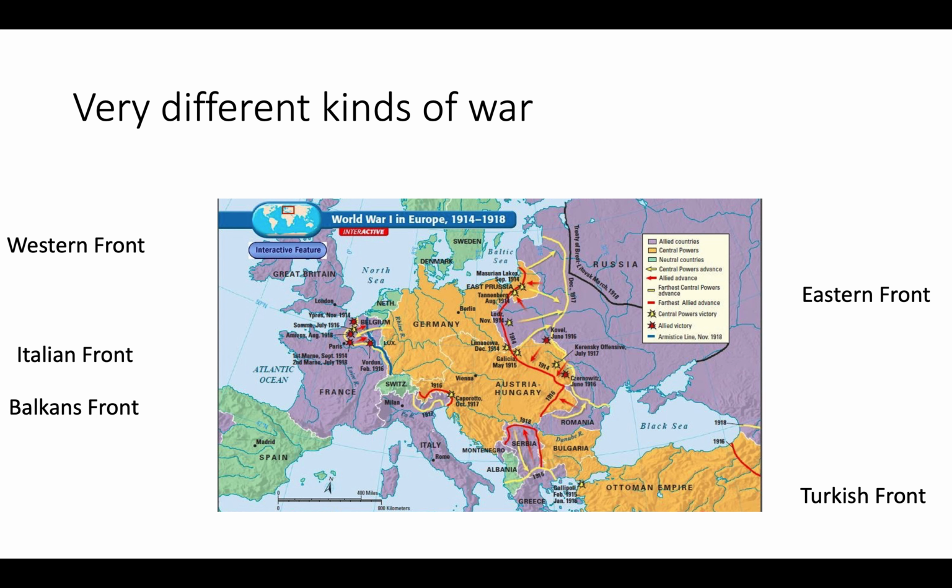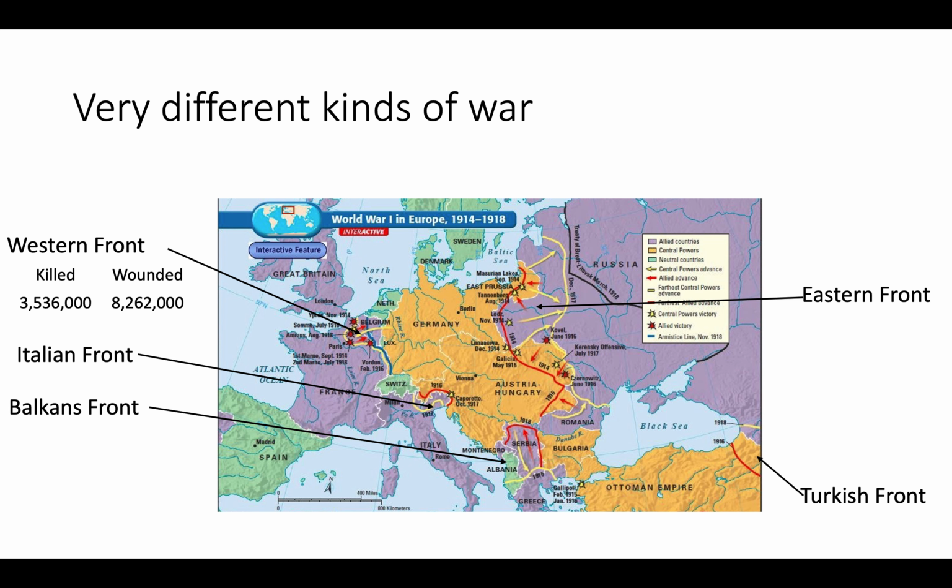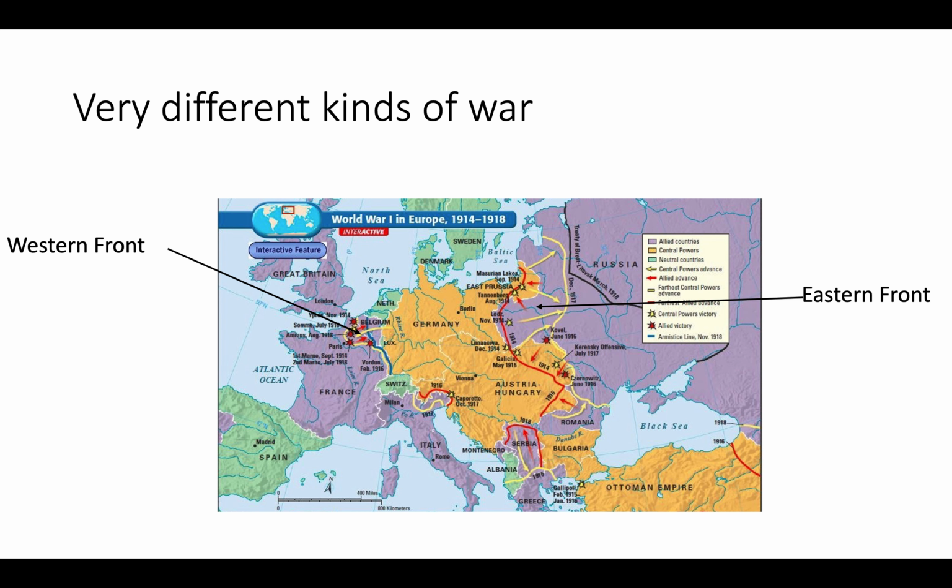Now, they're very different kinds of war. You've got the Western Front, the Eastern Front, the Italian Front, the Balkan Front, the Turkish Front. All of these are very different wars, with different ways of fighting, and we don't have enough time to do all of them. To give an idea, lots and lots of people are killed in every single one of these battles. But what we're going to focus on today is the Western Front, around Belgium and France.